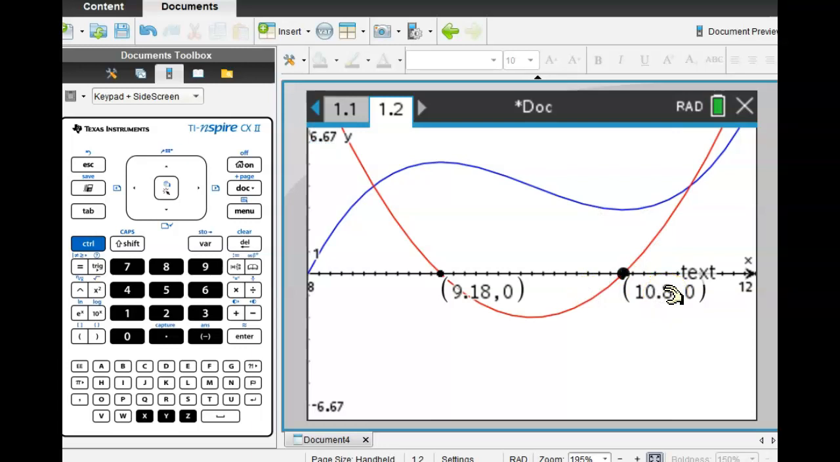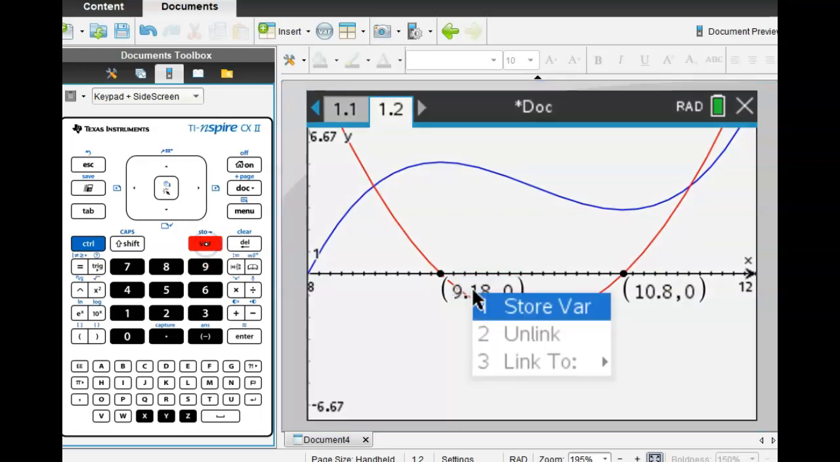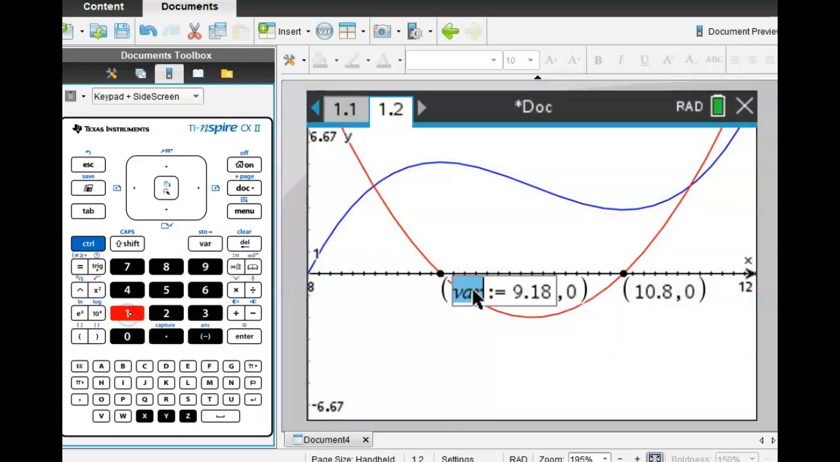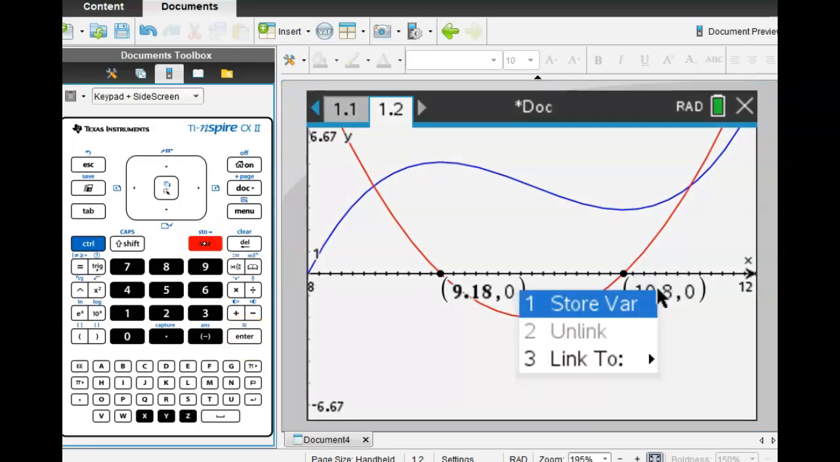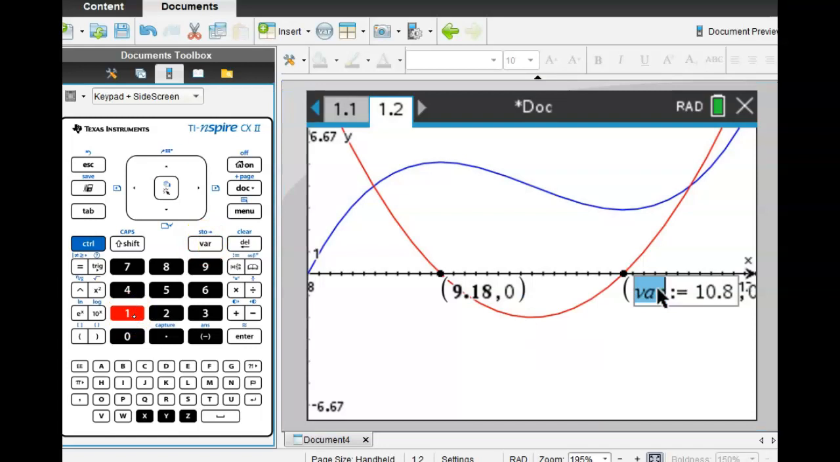Now what do we want to do with these? Save them. So I'm going to save this one in A. So I highlight it, variable, store variable A, enter. Double click, variable, store variable B. I'm just going to get mine in there and then I'll come help you.